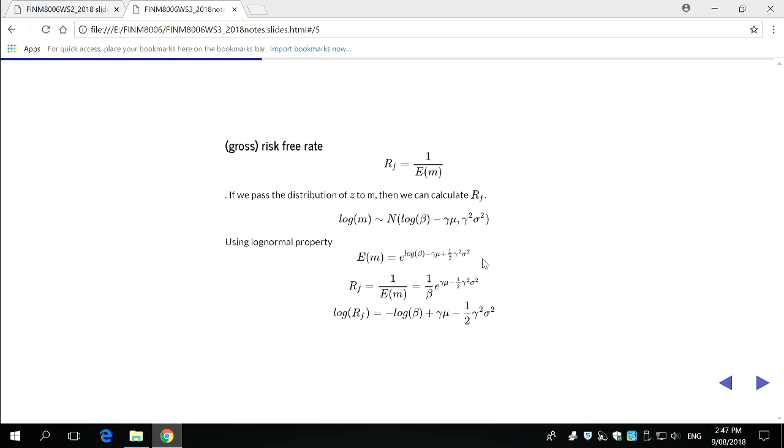That's expected m. Right, so if I simplify it a little bit, this Rf is just 1 over expected m, so that would be 1 over beta. What's left is e to the power of, because it's 1 over, the negative becomes positive, so this is positive gamma mu minus half of gamma square sigma square. Okay? Then you can further simplify, expressed as the log of Rf, and you have this expression. Right? That's the basis of the lecture notes when we use it for data.